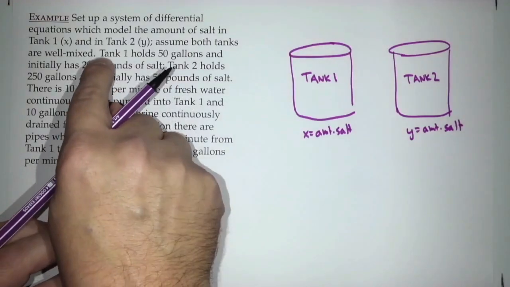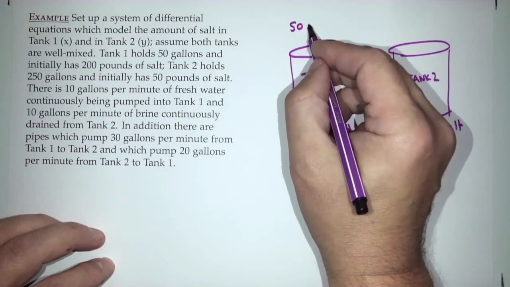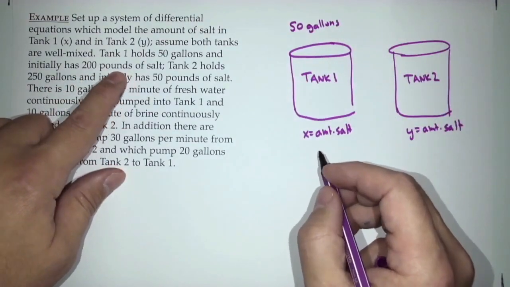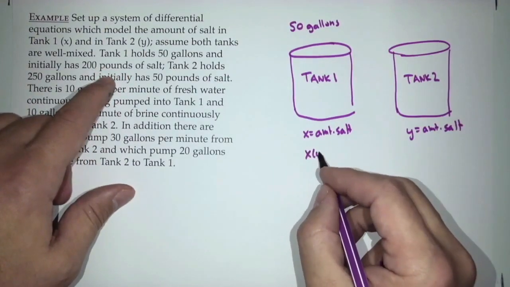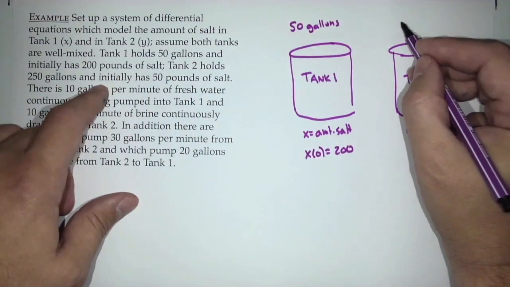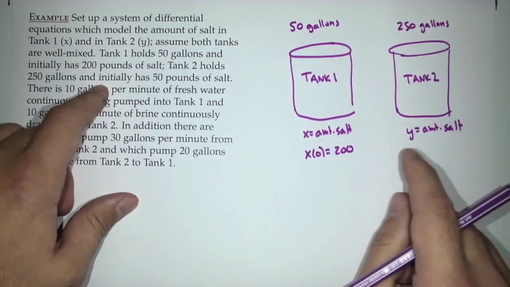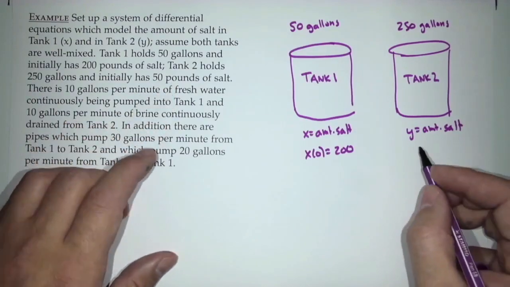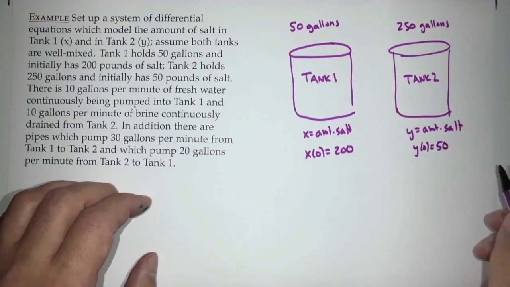Okay, next part. Tank 1 holds 50 gallons. Oh, we should write that down. 50 gallons. And initially has 200 pounds of salt. What does that mean? X0 equals 200. Tank 2 holds 250 gallons. All right, 250 gallons. Well, the picture's not accurate, but that's okay. Initially has 50 pounds of salt. What does that mean? Y of 0 equals 50. So anytime you see initial, it says, okay, at time 0.